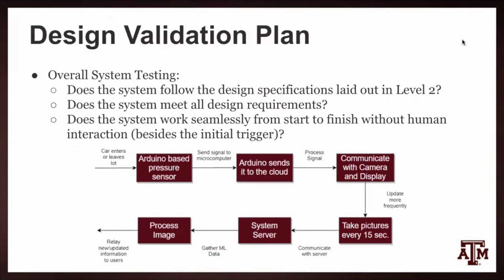And for the overall system, we have three different things that we want to test. The first being whether or not the system actually follows the design specifications that we have for level 2, which you can see at the bottom. And then we also wanted to make sure that the system meets all of our design requirements. And we also want to make sure that our system can work seamlessly without much human interaction besides the initial trigger to start the process.